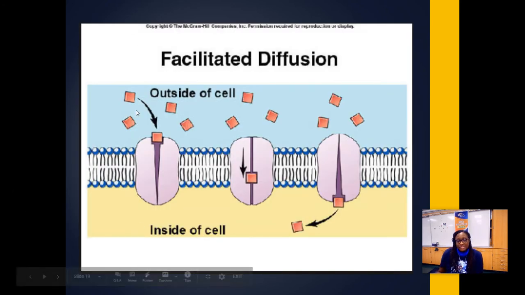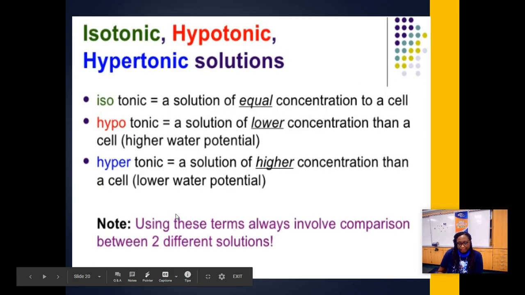So in an example of facilitated diffusion, once again, it goes from an area of high concentration to low concentration. We have a high amount of that material on the outside of the cell, and so it's going to naturally move through the protein and into the cell because it has a lower concentration on the inside of the cell.